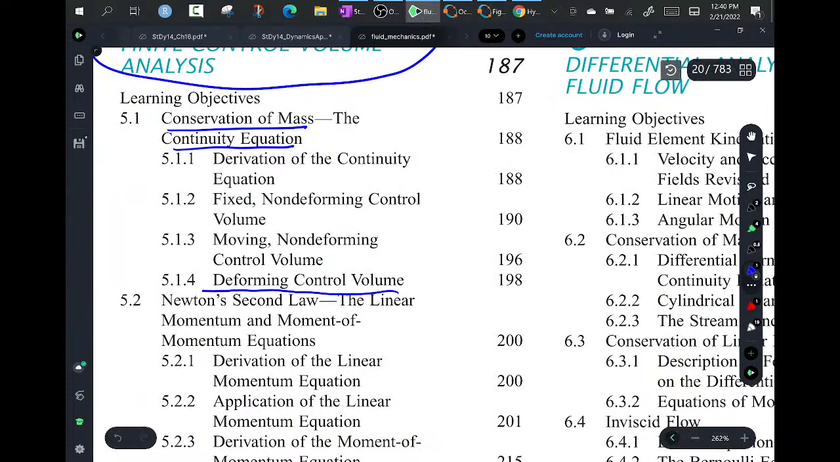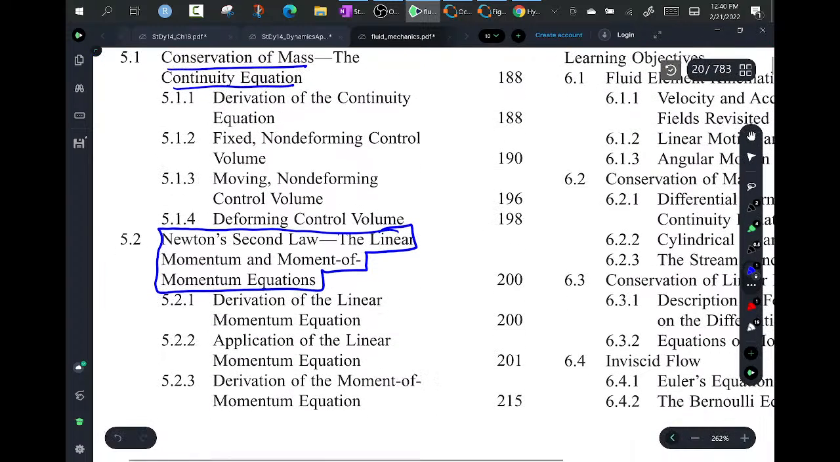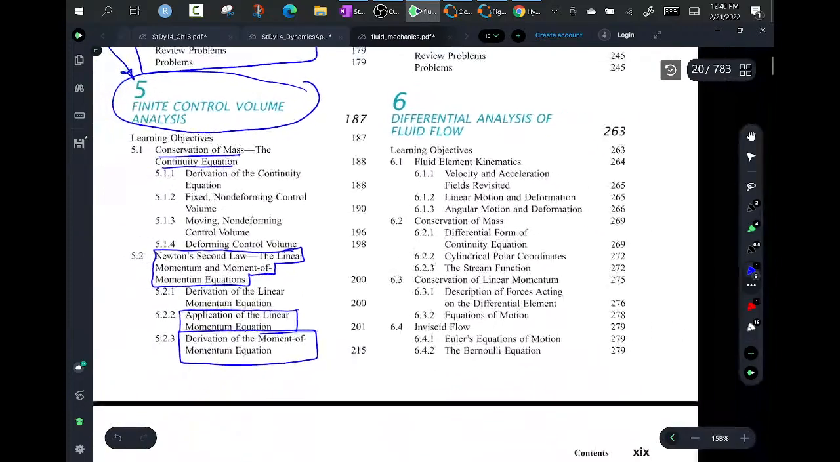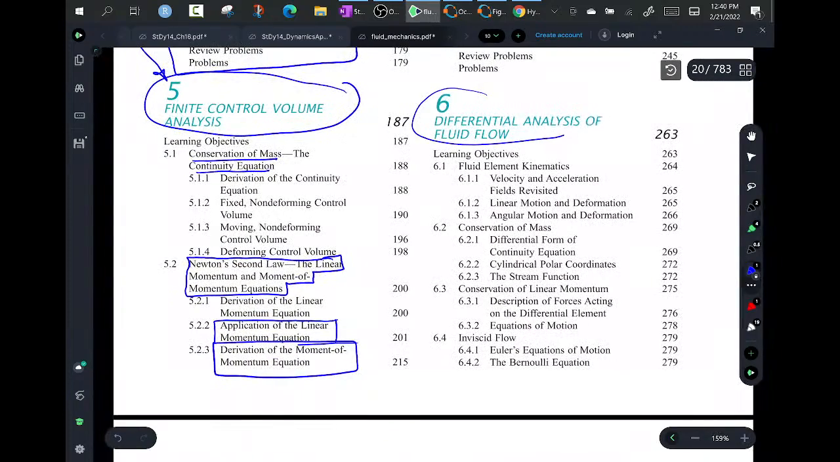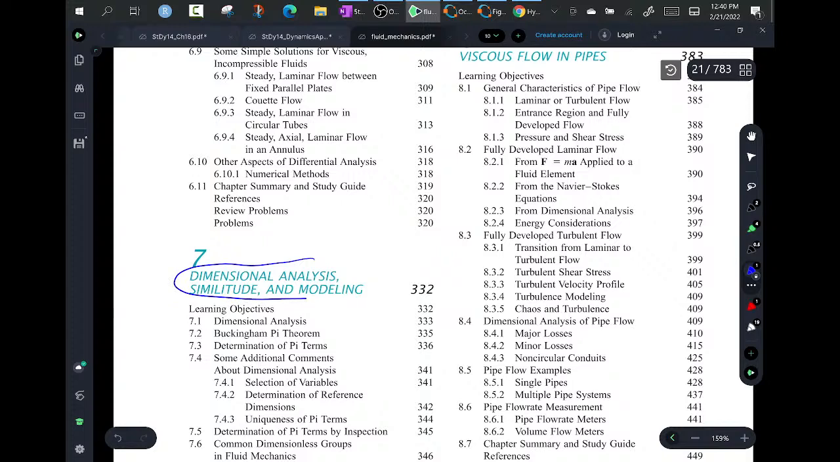Then, Newton's second law in the momentum equations. And this is the part of that hydraulic jump I was talking about, although we're going to apply it in general and not specific to hydraulic jump. We'll go ahead and look at momentum, or linear momentum, and I'll do a little bit of moment of momentum, or essentially a torque. We'll lightly cover this chapter, and this is fairly important in fluids and heat transfer.